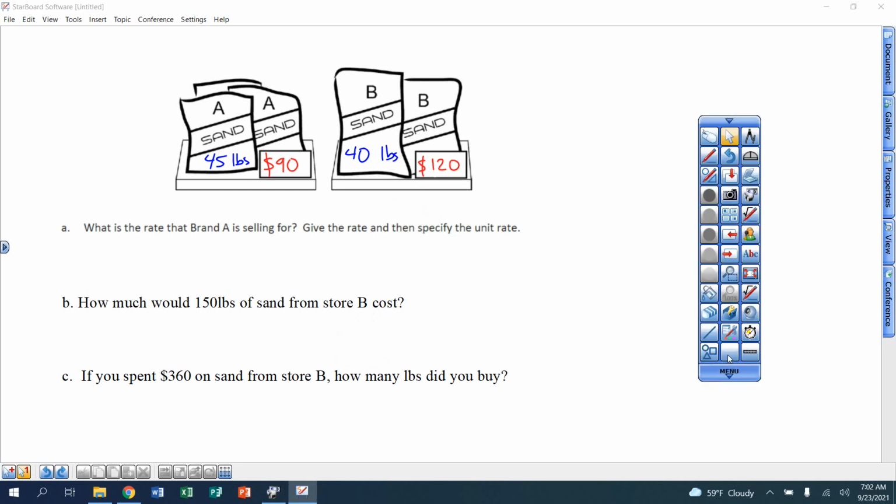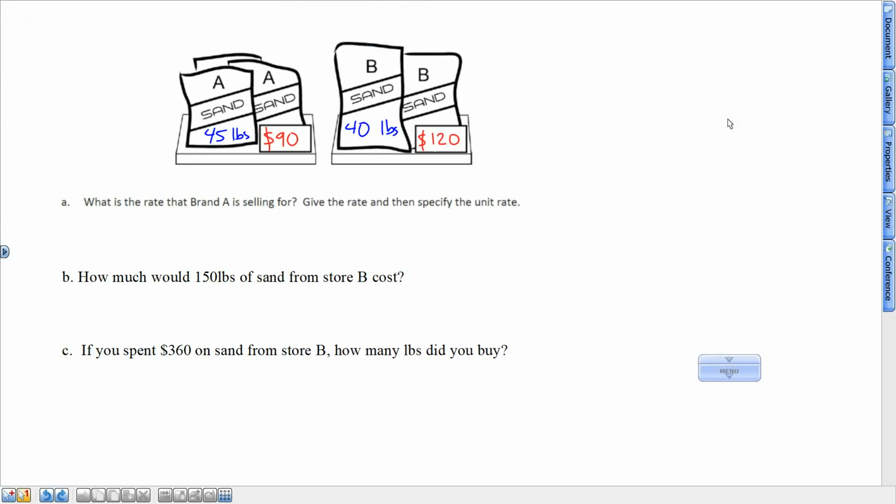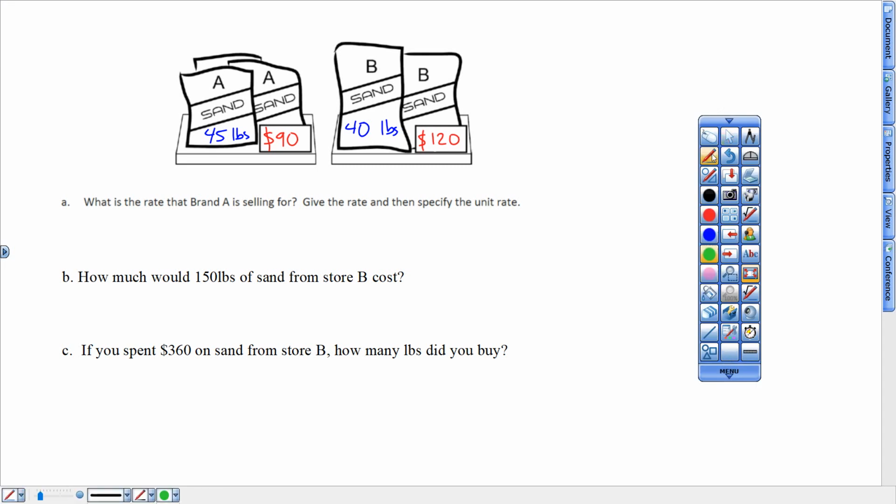Okay, for homework 923, I'm going to have you put these numbers in the blanks and then copy this work and then show me the words to show me that you listen. So again, I want you to put 45 in here, 90, 40, 120. This is going to be 150 right here, and then 360. So put those numbers in there for me.